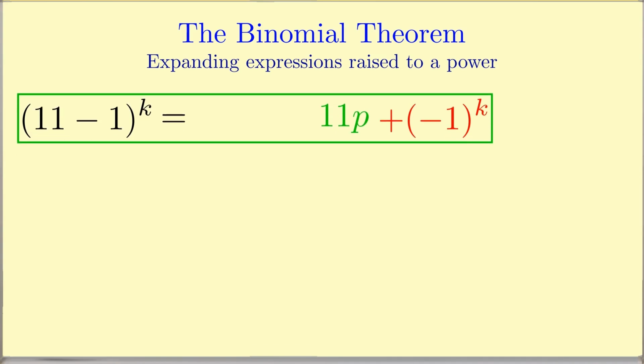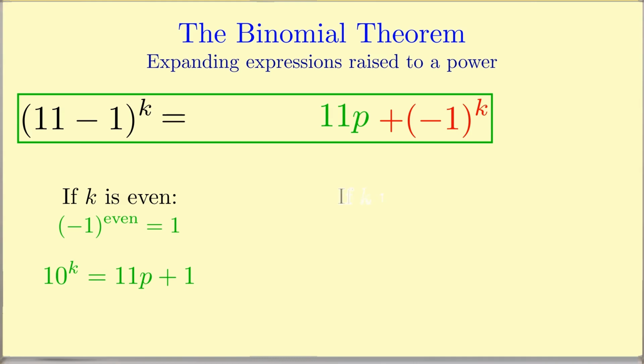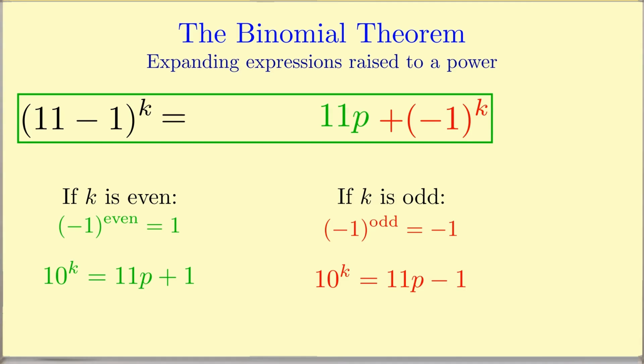And here is where the even and odd magic perfectly emerges. If k is an even number, taking negative 1 to an even power cancels out the negative, leaving a positive 1. The equation becomes 10 to the power of k equals 11p plus 1. If k is an odd number, taking negative 1 to an odd power stays negative 1. The equation perfectly becomes 10 to the power of k equals 11p minus 1. With one algebraic stroke, we prove both sides of the pattern.